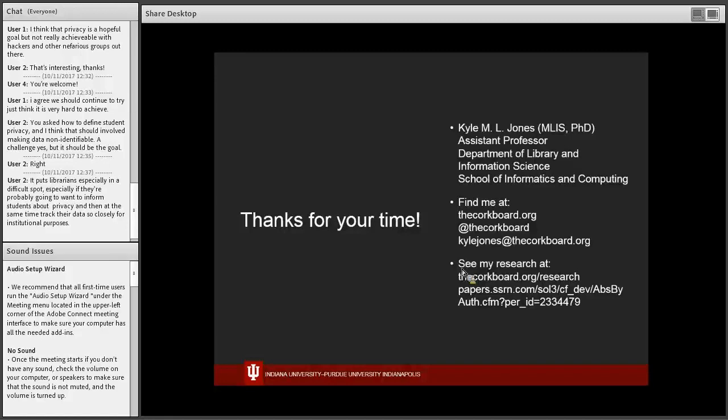Catherine's comment: it puts librarians especially in a difficult spot, especially if they're going to want to inform students about privacy and then at the same time track their data so closely for institutional purposes. Yeah, that's the conflict, isn't it? How do we use this data to support our goals and advance our interests as a library, but how do we do what I would say as a profession we have an obligation to do, which is to protect the privacy of our users, as it says in our ALA Code of Ethics.